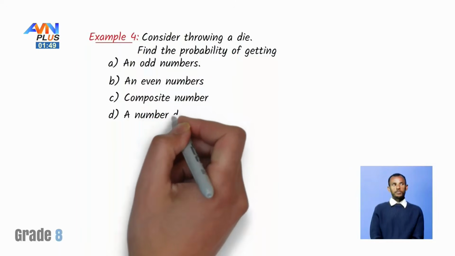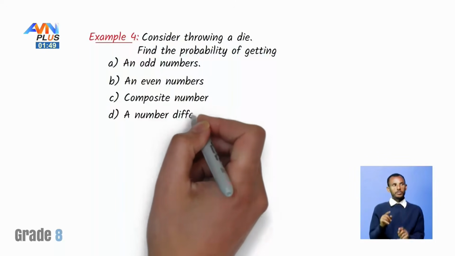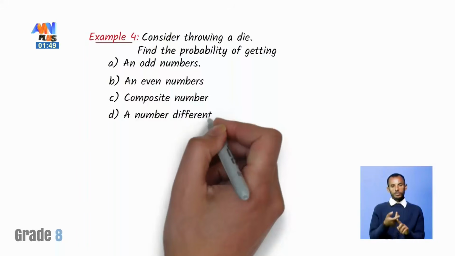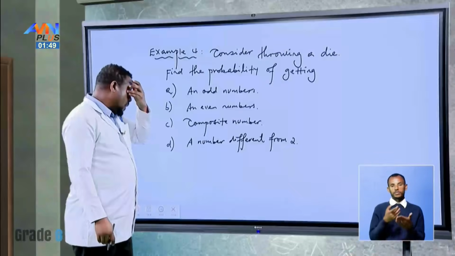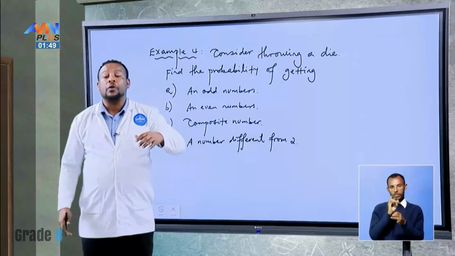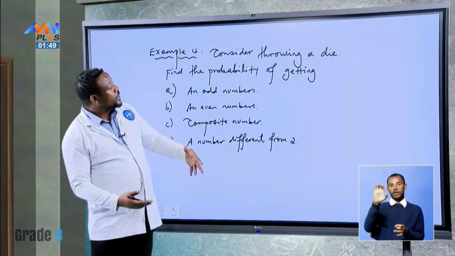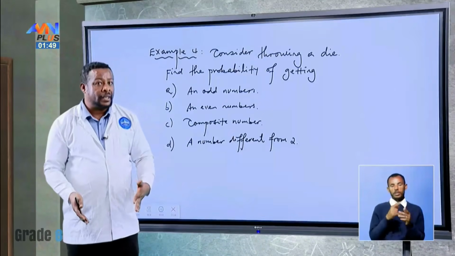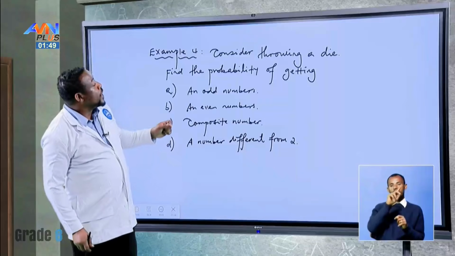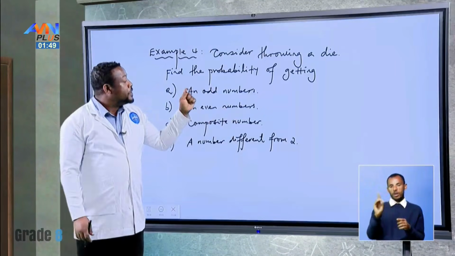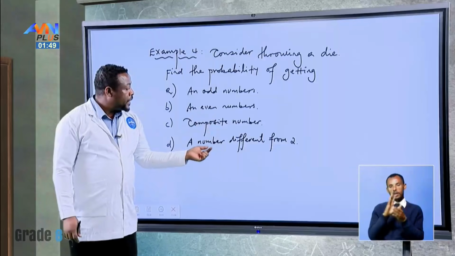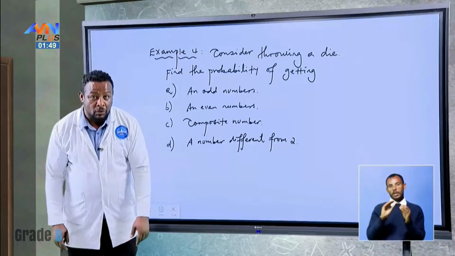A number different from 2. Here, the experiment is throwing a die. In this activity, we are asked to find the probability of getting an odd number, an even number, composite, and a number different from 2.